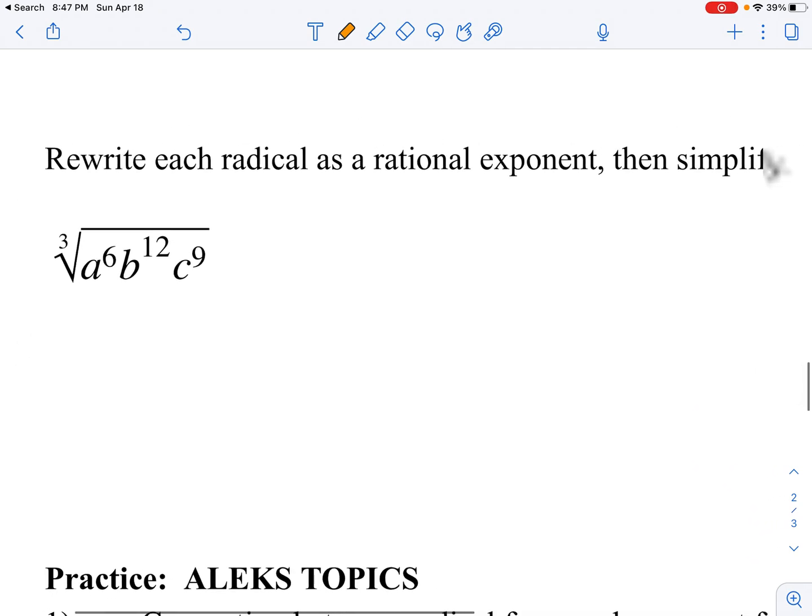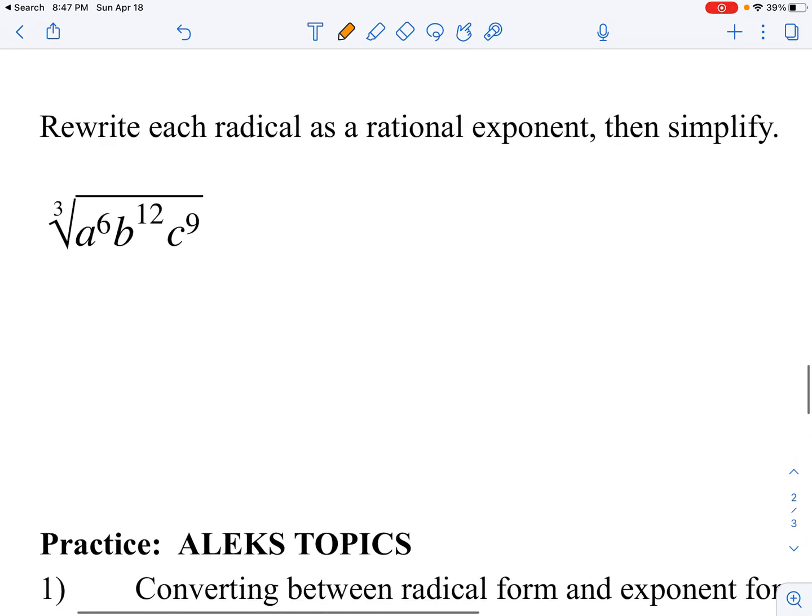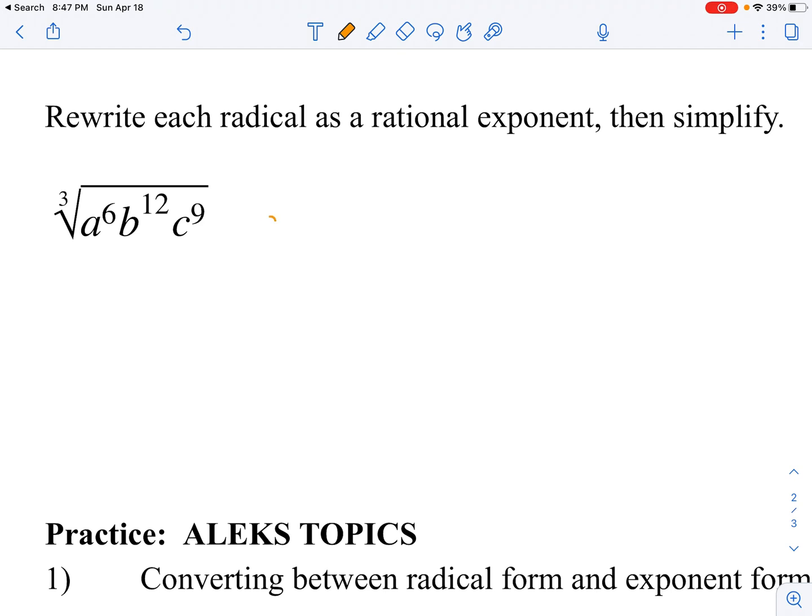Last couple here, it says rewrite them as a rational exponent and then simplify. So for this one, it will be a to the 6 over 3, and I'm just going to simplify that right away as a 2. B will be 12 over 3, which simplifies to a 4. C will be 9 over 3, which simplifies to a 3.